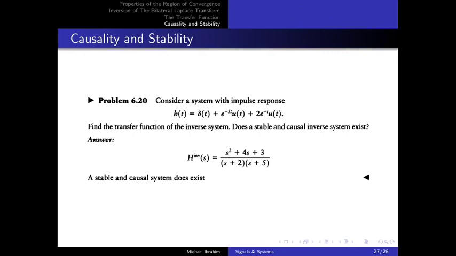This is a problem where you have the impulse response and you need to find the transfer function of the inverse system. So you will apply the Laplace transform, find H(s), and then H inverse is 1 over H(s).